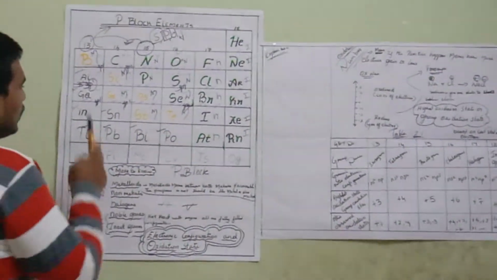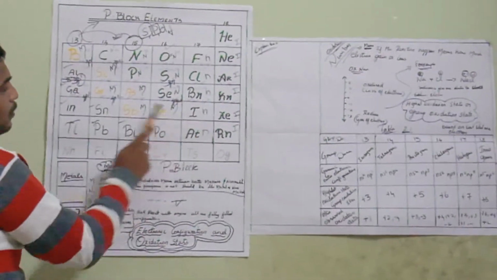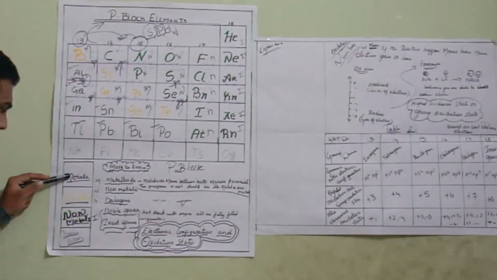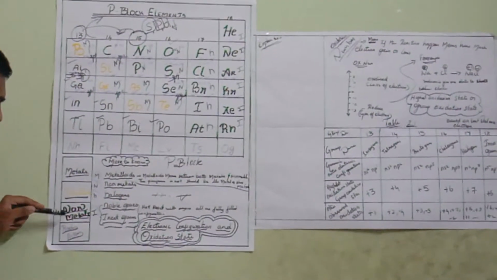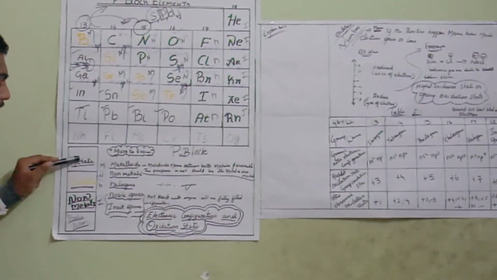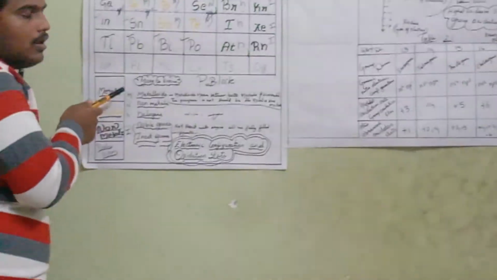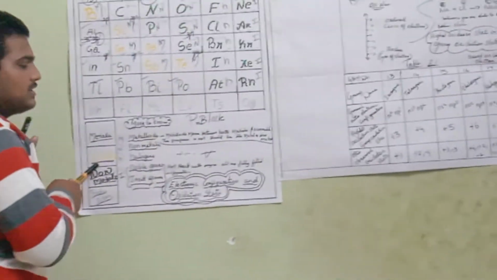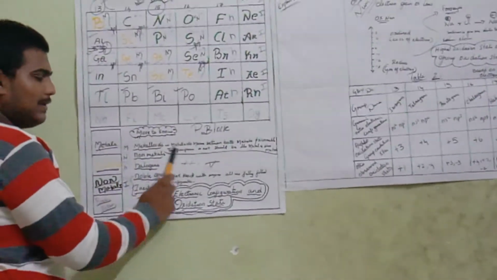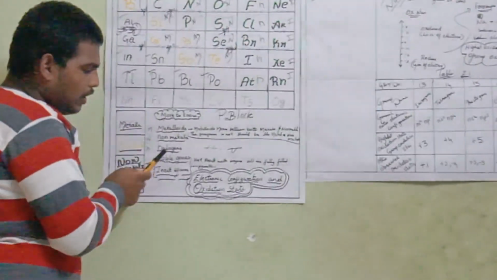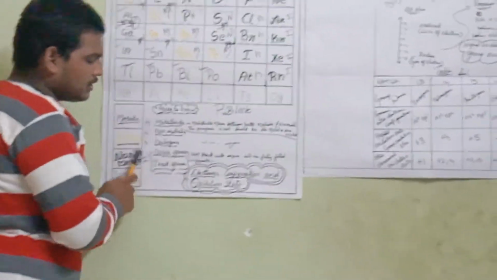Okay, first we have to learn the different types of elements present in the P block elements: metals, metalloids, non-metals, and radioactive elements. These are given, that's it. There is no definition or explanation for those in our 12th chemistry book, but I am giving more explanation for you all. They are metalloids, non-metals, halogens, and noble gases or inert gases. These are all the types.